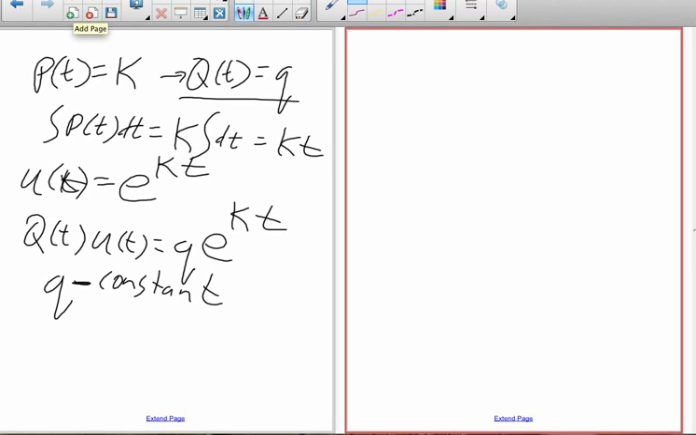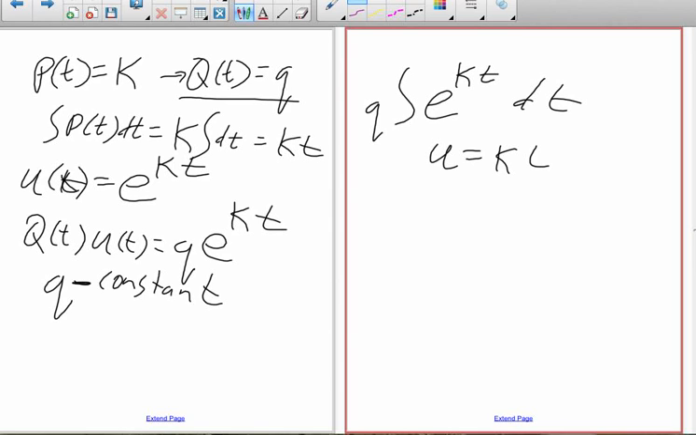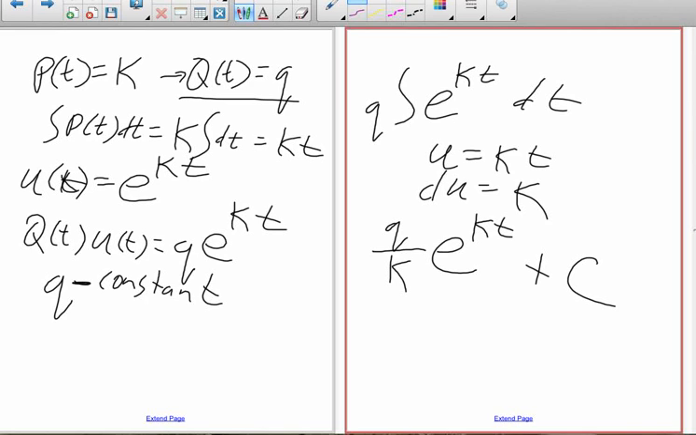So we need to integrate, and q comes out because it's a constant, e to the kt dt. Here again, I've got u is kt, du is k that I don't have, so I'm going to have to divide by k. So when I integrate this thing out, I'm going to end up with q over k times e to the kt, and then add our constant out at the end of this thing.